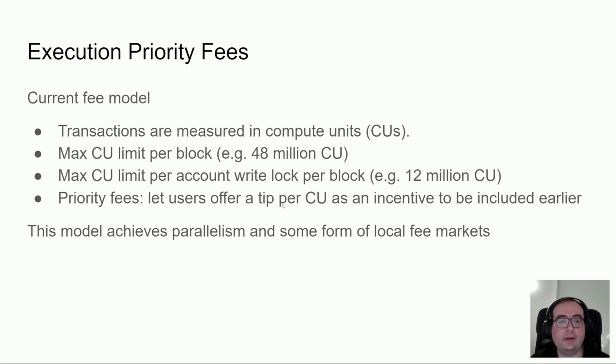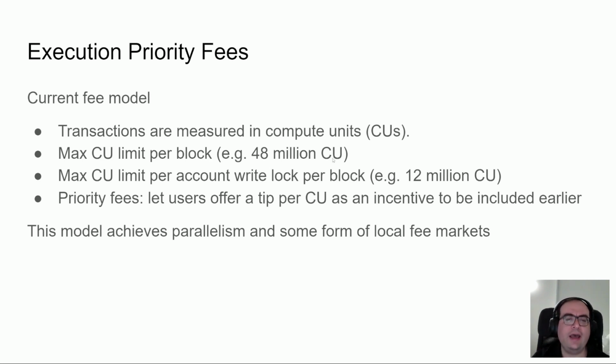Tip to the validator. This tip is charged per compute unit, so this CU term now we have, because now there is a way to assign compute units to transactions, and it's a way to meter the complexity of the transaction. So a transaction that is more complex will have assigned more compute units. The compute units are used to charge the priority fees, and also there are compute units to impose a limit of how much computation is required per block. So there is a max CU limit per block, for instance, 48 million CU. I think this is what we have today.